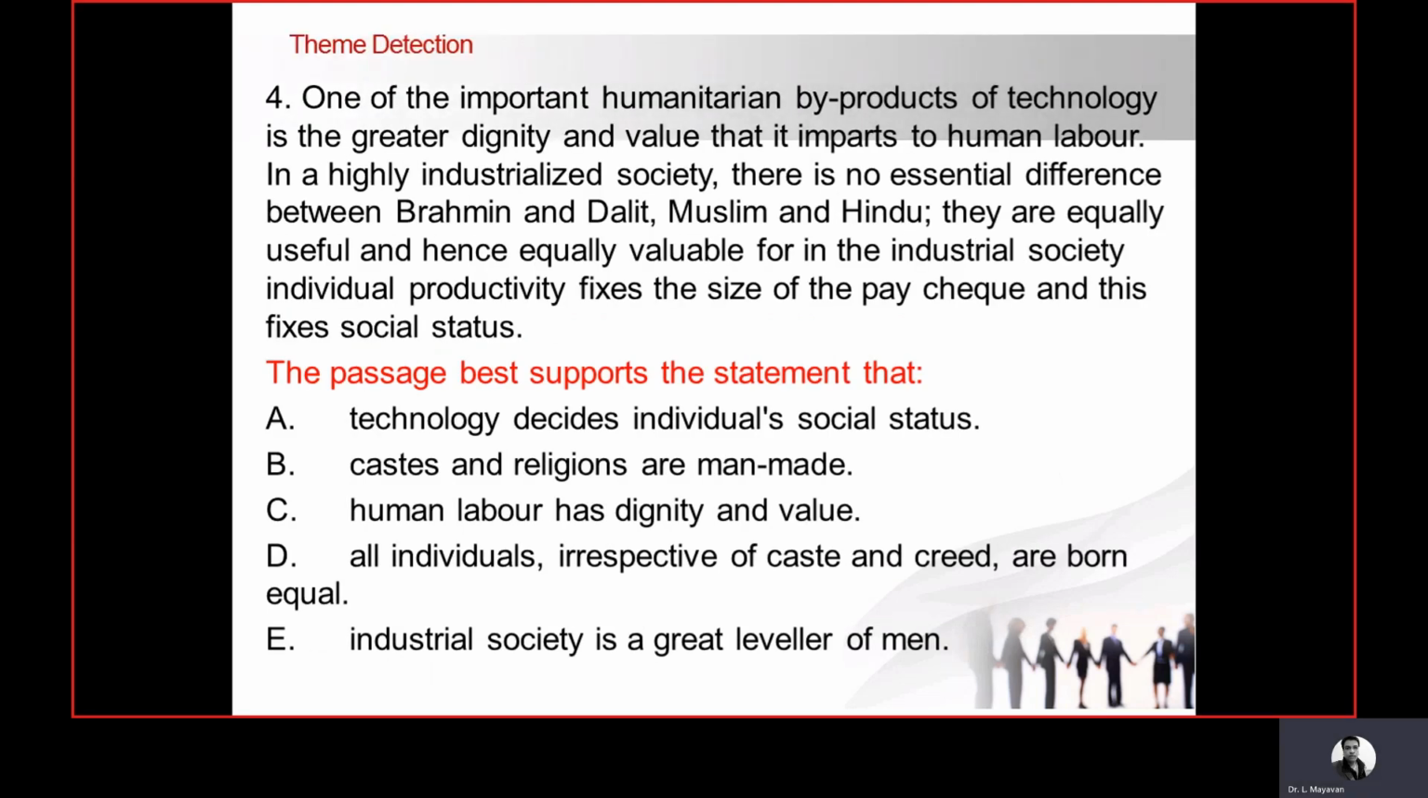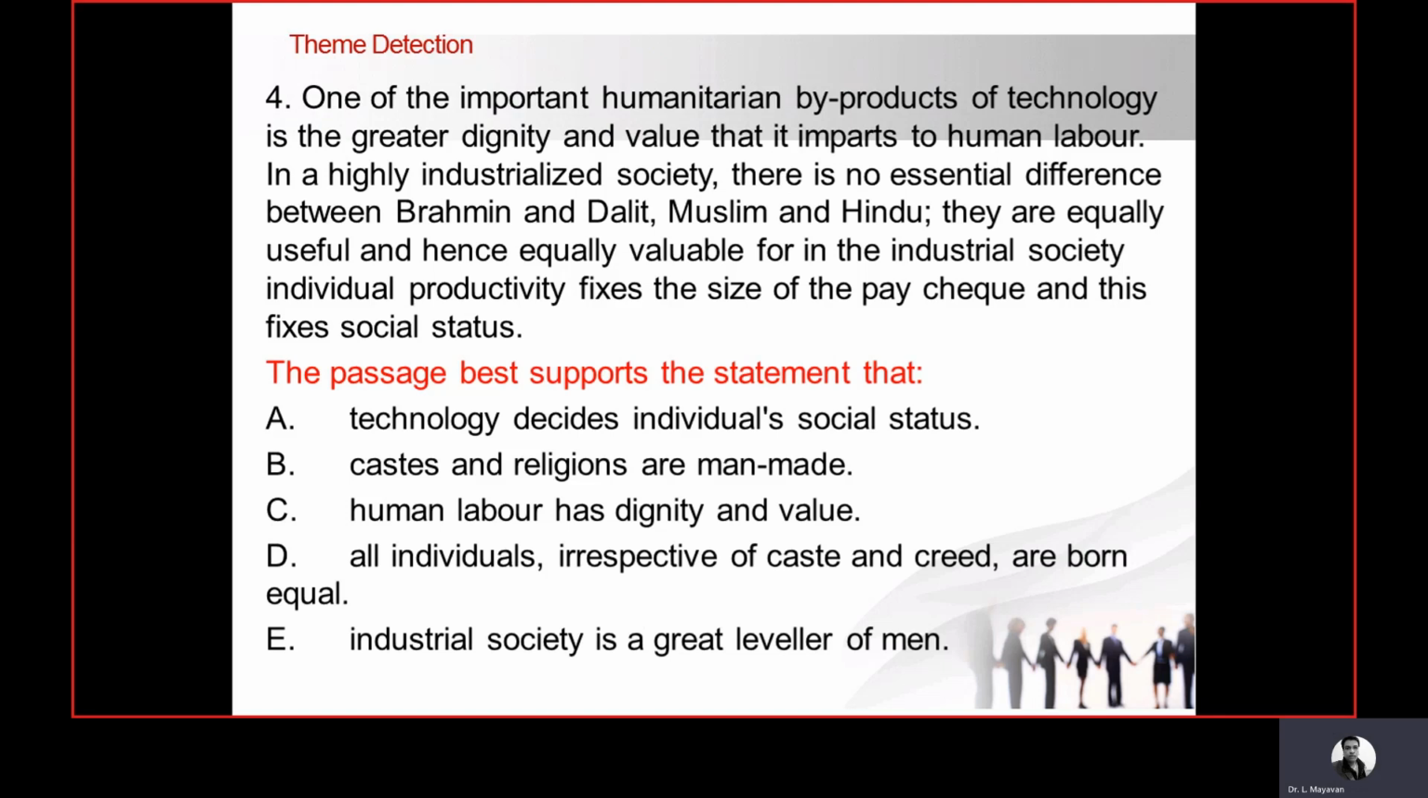One of the important humanitarian byproducts of technology is the greater dignity and value that it imparts to human labor. In a highly industrialized society, there is no essential difference between Brahmin and Dalit, Muslim and Hindu. They are equally useful and hence equally valuable. For in the industrial society, individual productivity fixes the size of the paycheck, and this fixes social status. That is the keyword, dignity and value, that it imparts to human labor.